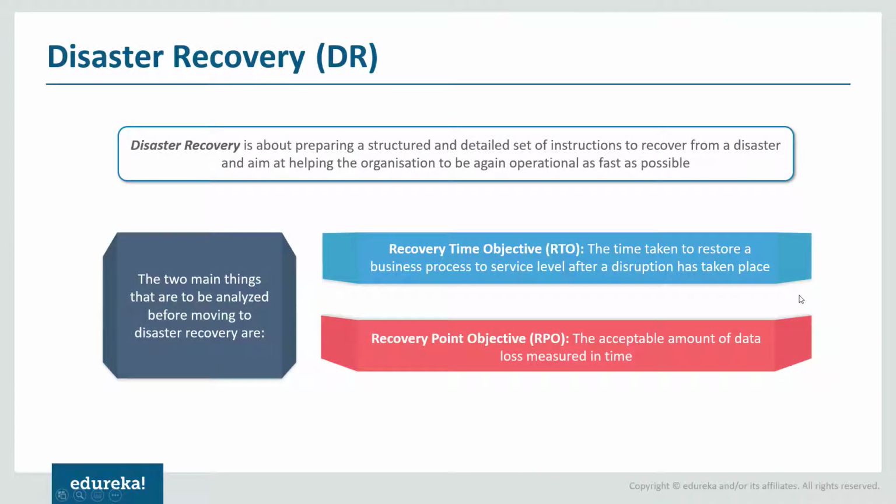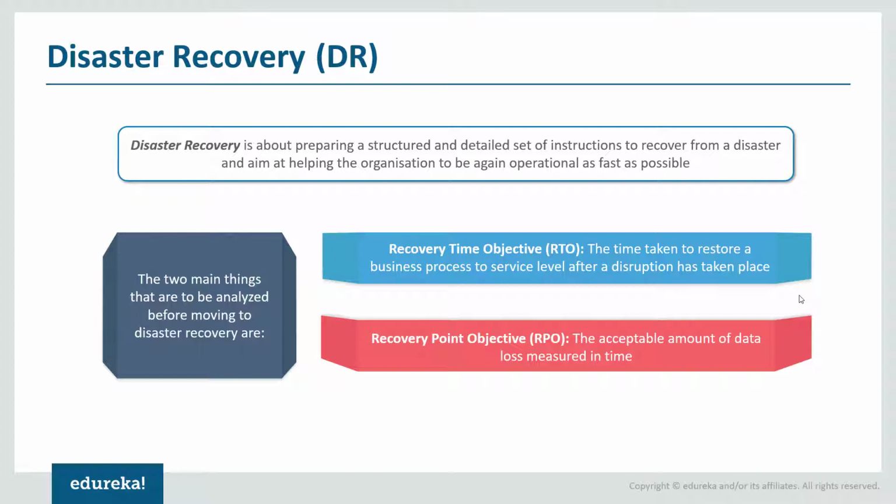Now let us understand disaster recovery in AWS. There are two important factors you need to consider when doing DR planning in AWS. One is the recovery time objective. What is a recovery time objective? When a disaster happens, the time you take to restore a business process to a level at which it can work is your recovery time objective.